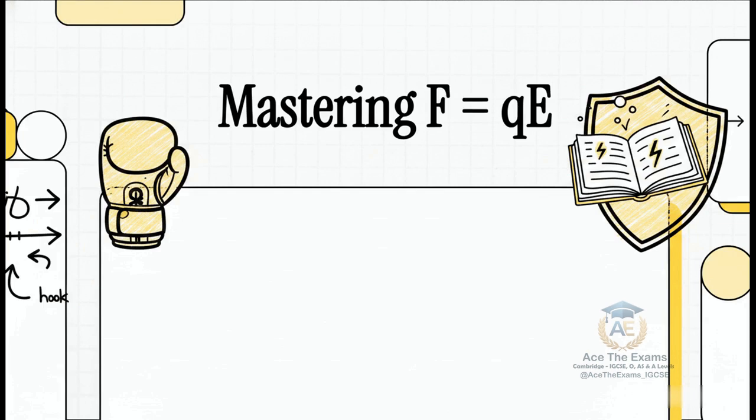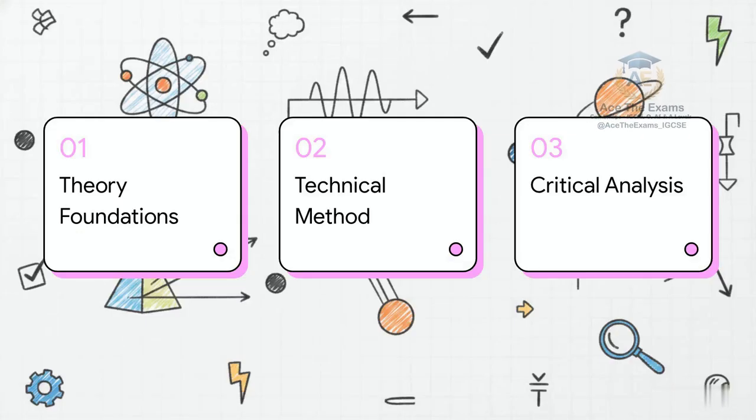By the end of this session, we are going to completely transform both of these flawed approaches. We're going to turn you into an absolute tactician. Okay, let's dive right into this. Think of this as your three-round bout. First, we'll cover theoretical foundations. Second, technical methodology. And finally, critical analysis and pitfalls. Let's step into the ring and get started.